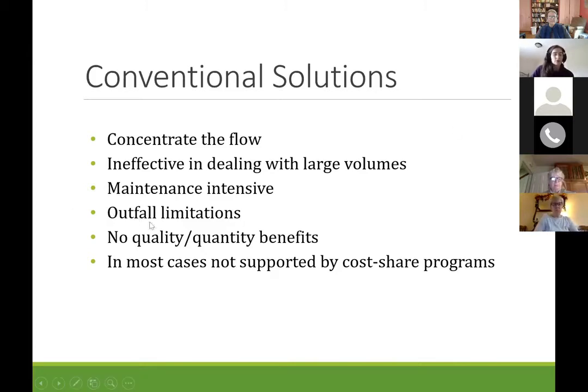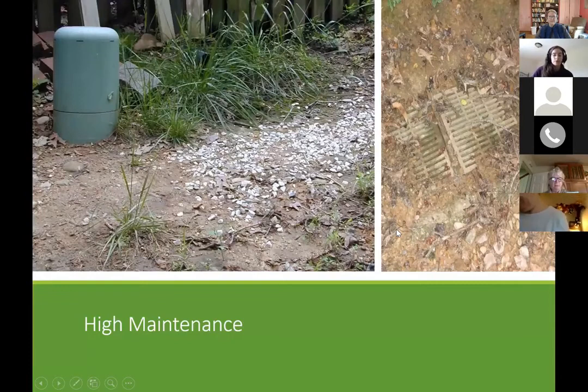Outfall limitations. So you're putting this water into a pipe. Well, where are you sending it? Where are you directing it? Where is that water eventually going to go to? You need to think about that. Quality and quantity benefits. We'll talk about these when we discuss the different types of green or low impact design solutions.